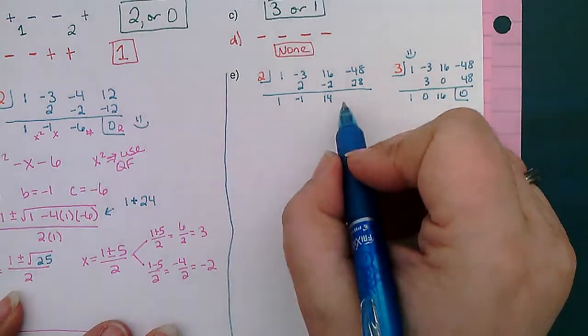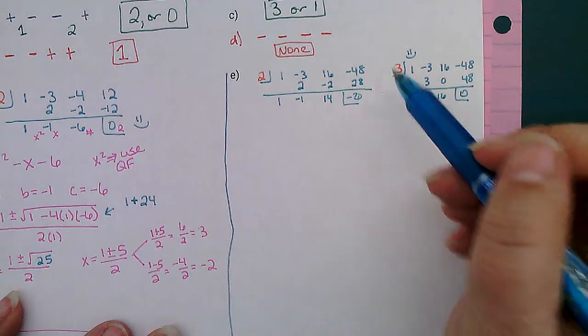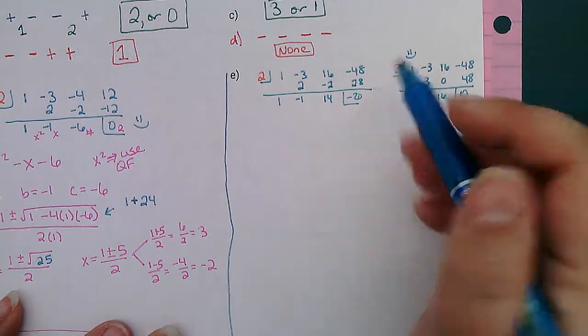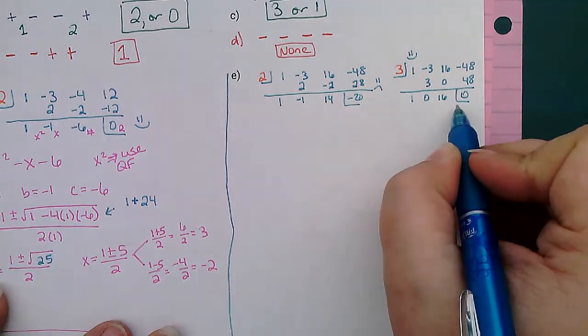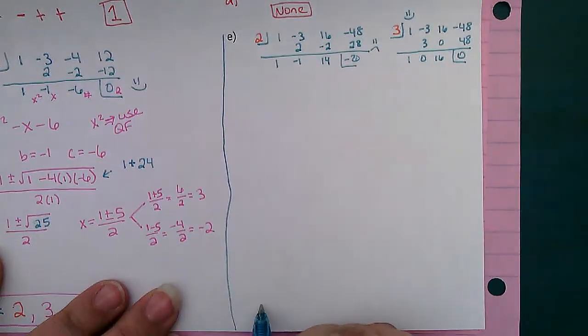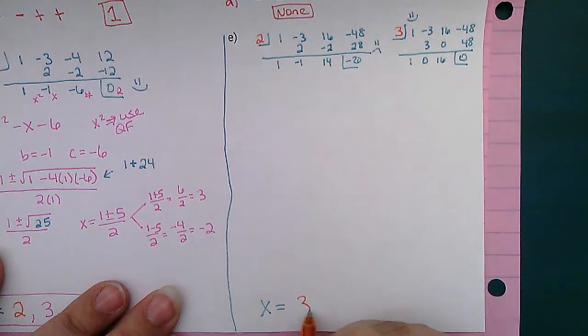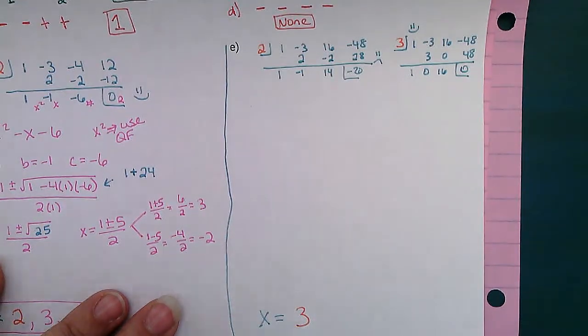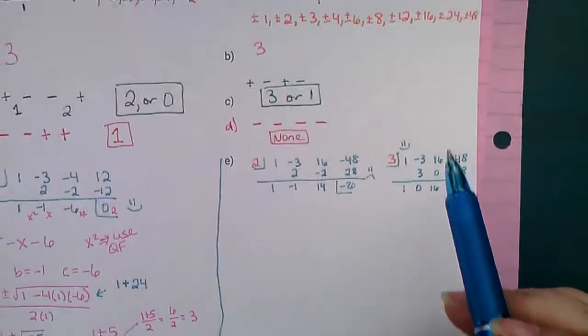So this one, I didn't even do it. It would have been -20, correct? Hopefully I did that math right. So this one we don't like because that remainder is not 0. We want the remainder to be 0. So down here at the bottom, x equals, we know 3 is going to be one of our answers. 3.